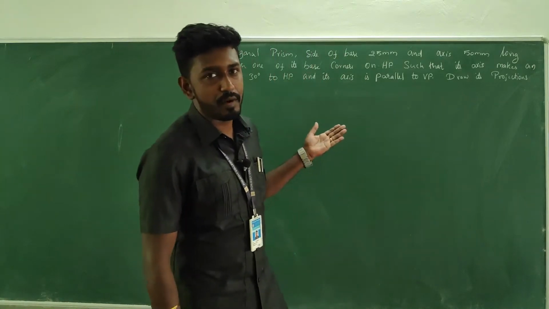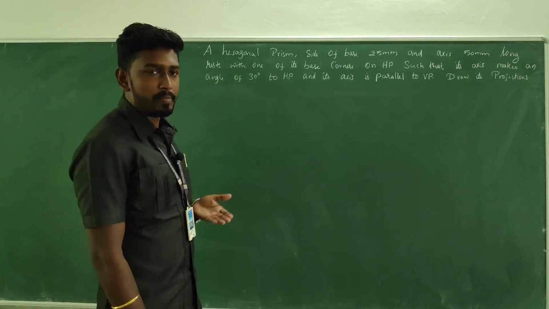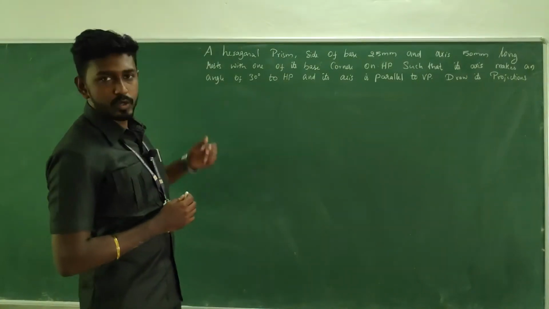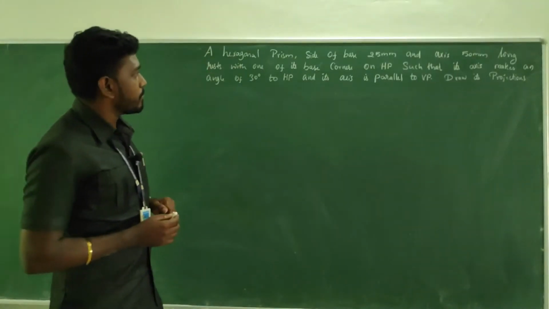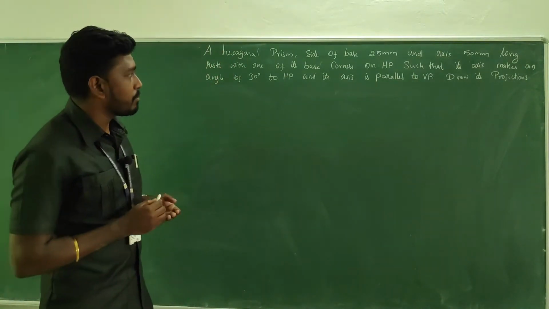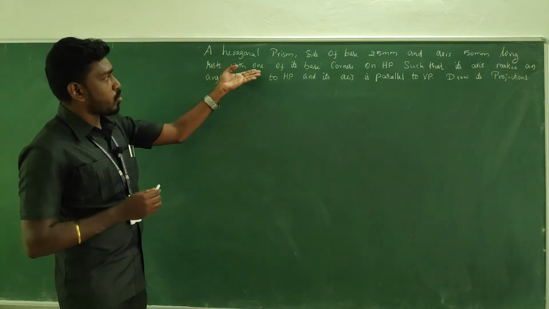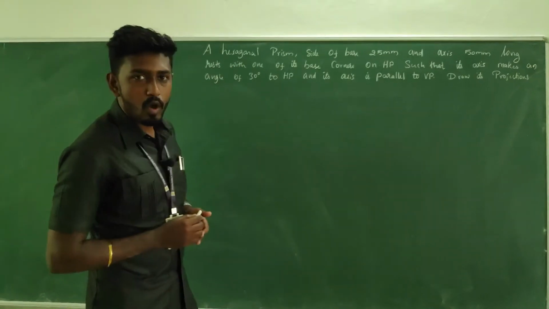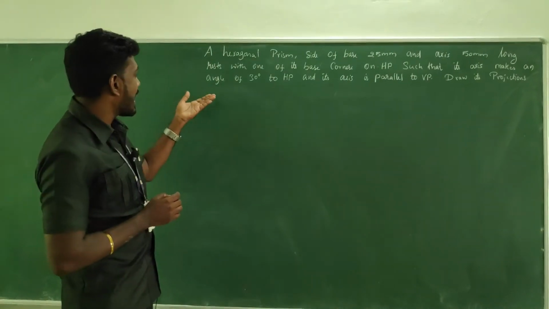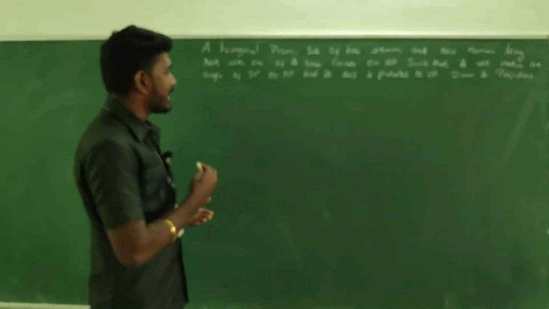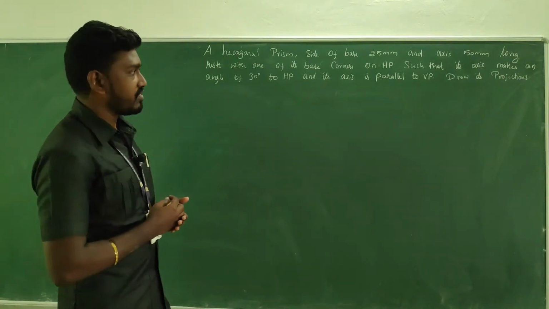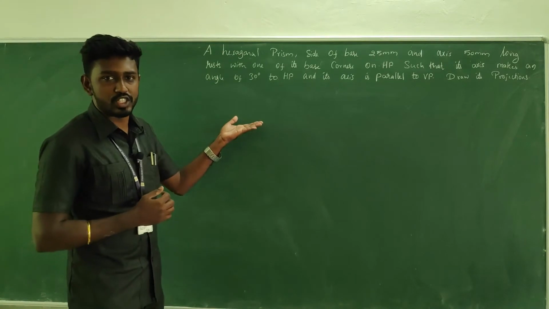I come up with a question from projections of solid. Okay, let me read out the question first so that you will get what is being given in the question. A hexagonal prism, side of base 25 mm and axis 50 mm long, rests with one of its base corner on HP, such that its axis makes an angle of 30 degree to HP and its axis is parallel to VP. Draw its projections.